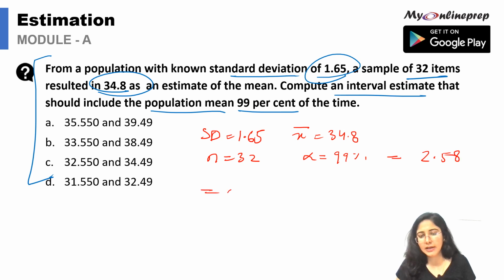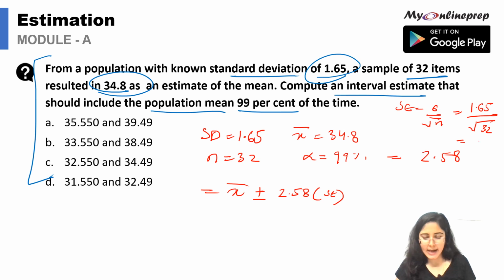So the formula would be x bar plus and minus critical value, that is 2.58, multiplied by the standard error. So SE would be equal to sigma upon root n. Sigma is your standard deviation, that is 1.65 upon root 32. So here we will get 0.291. So here also it would be the same, like 34.8 plus and minus, meaning one would be plus and one would be minus. I'll quickly show you how it would be.